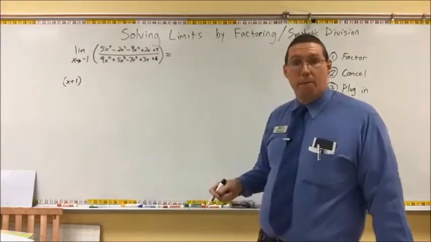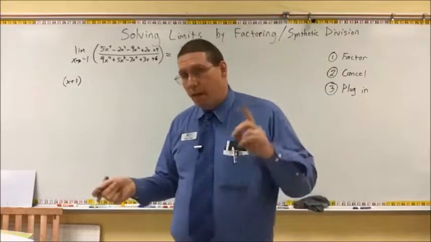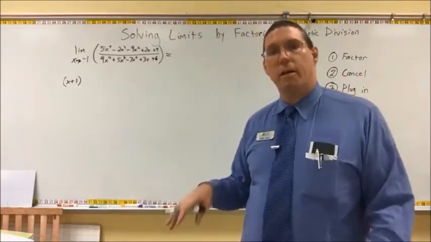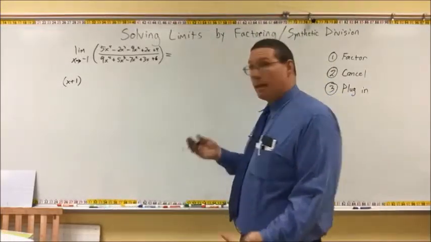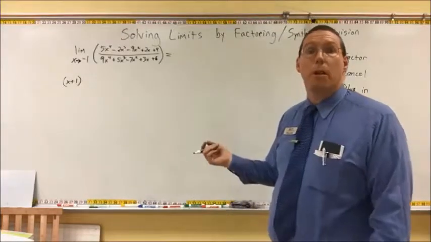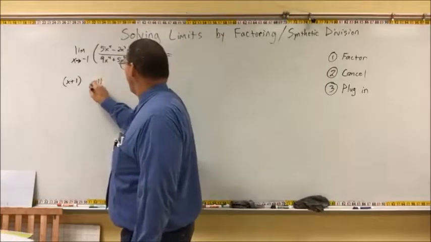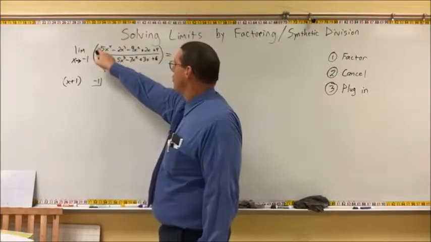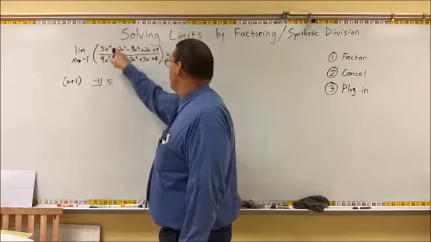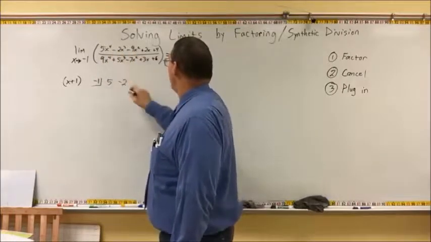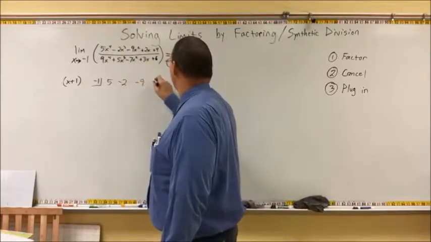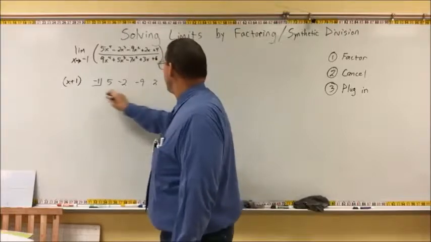So we're going to divide an x plus 1 out of the numerator. Then we're going to divide an x plus 1 out of the denominator. And then we're going to cancel the x plus 1's, and we're going to plug the negative 1 in. So we're going to put negative 1 in the half box. We're going to use our coefficients here, 5, then negative 2, then negative 9, then 2, and then 4.